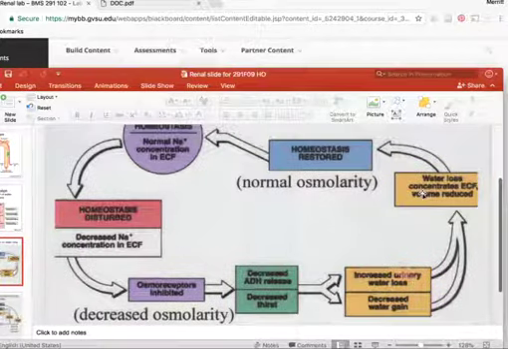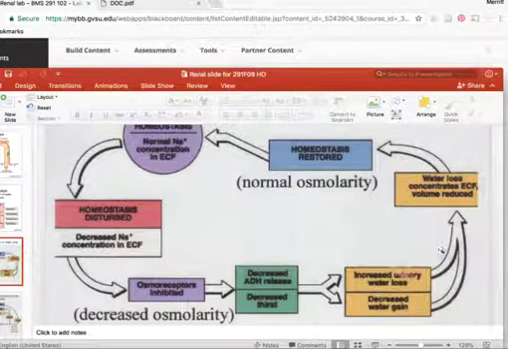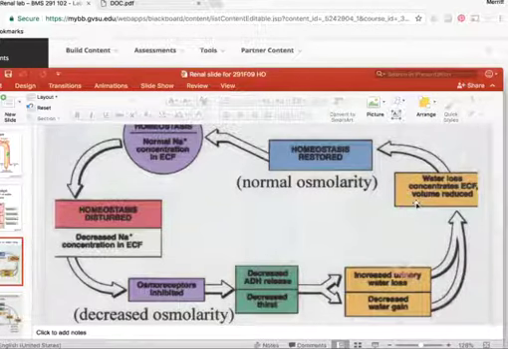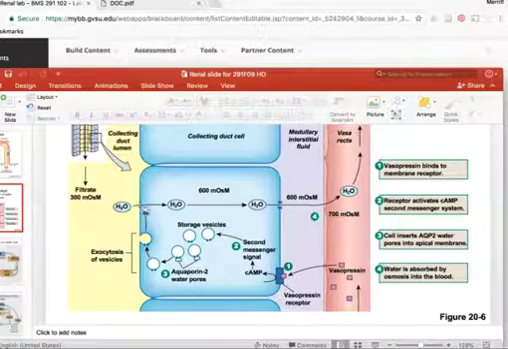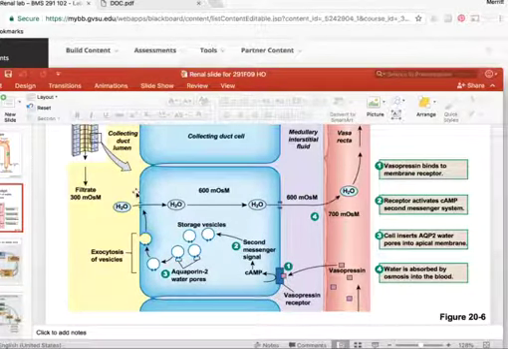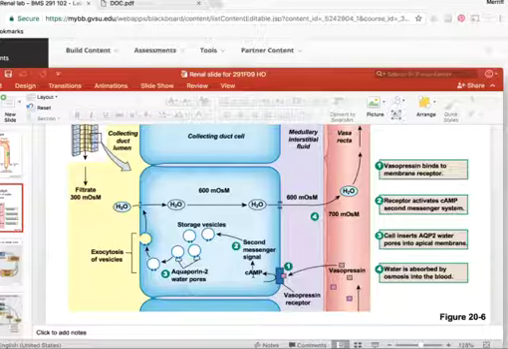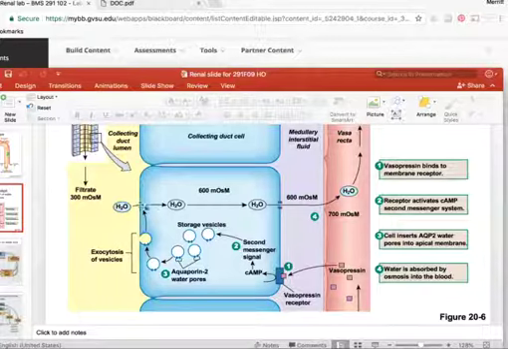What this does is that then we end up peeing off water. We keep the salt, meaning we keep the sodium in the nephron, but we lose water through this mechanism that's outlined here, where we basically insert water pores into the lumen side of the collecting duct, and then that ultimately allows this water to be absorbed. And so this is the case with antidiuretic hormone being present.